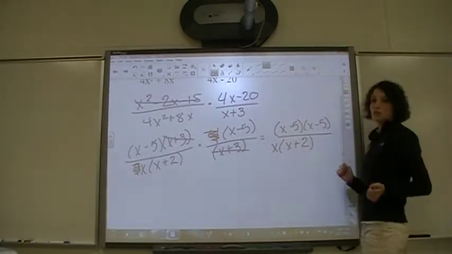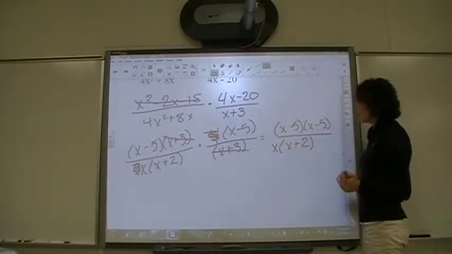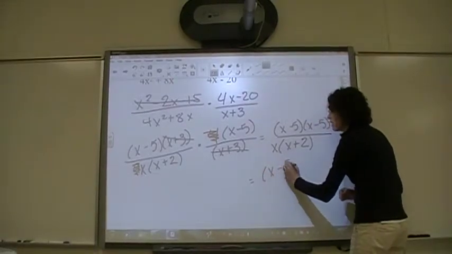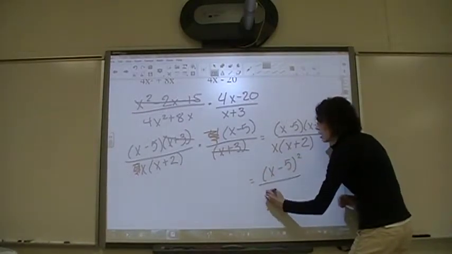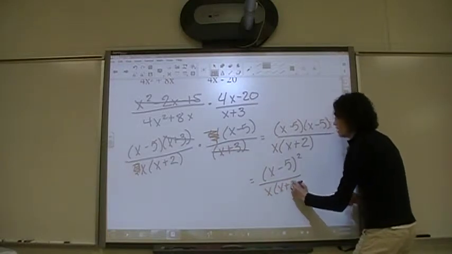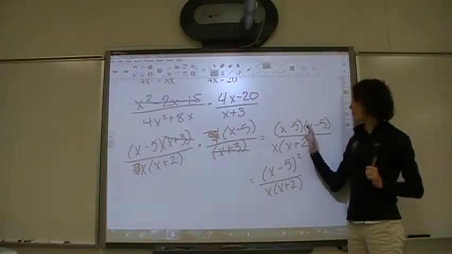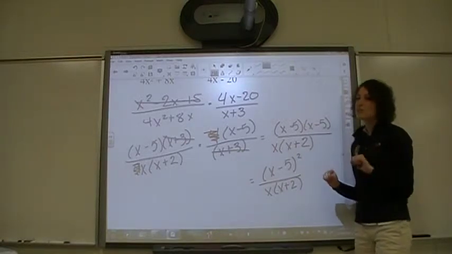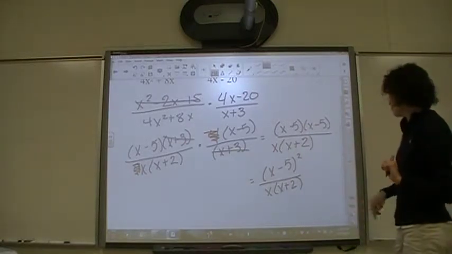So your final answer could be written like that, or if you recognize that x minus 5 times x minus 5 can be written as x minus 5 quantity squared all over x times x plus 2, you could also write it that way. So I'll take either of these as your final answer. All right, let's go ahead and keep on looking at some more.